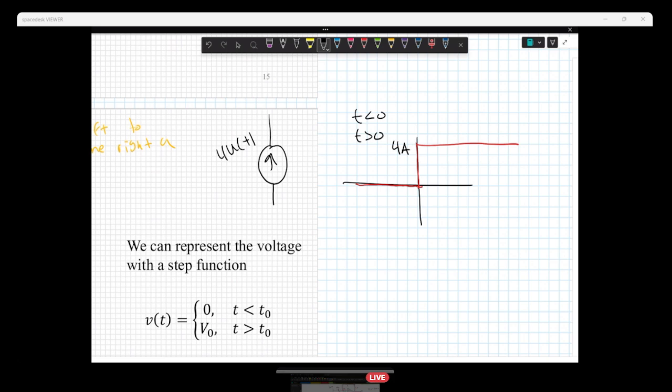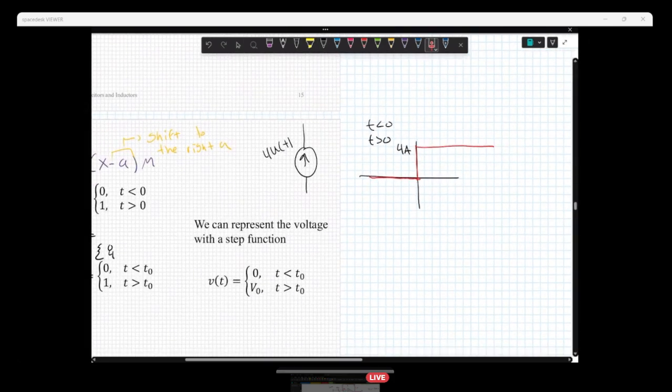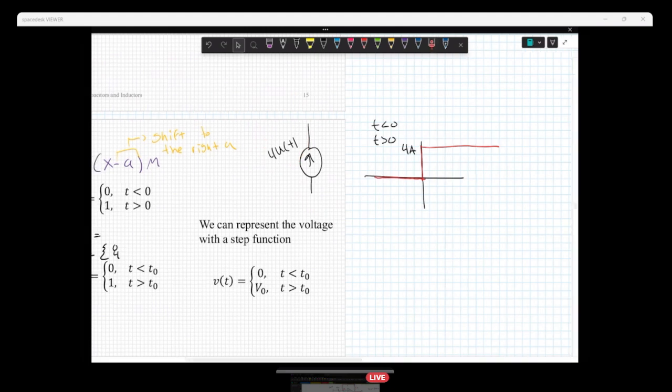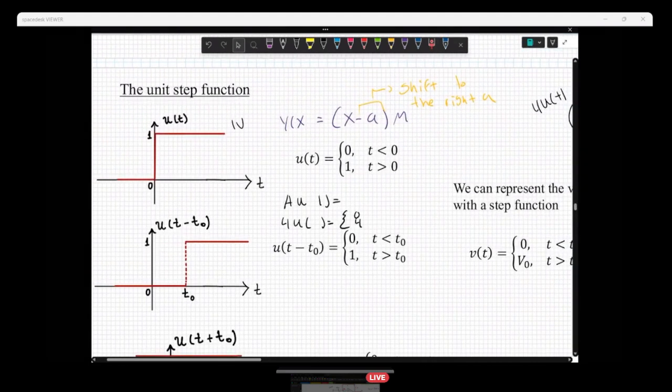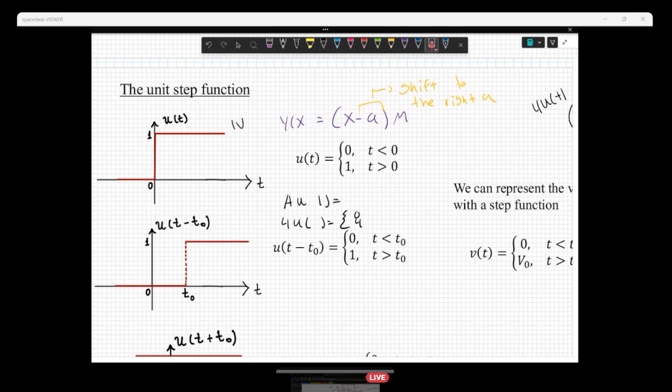Okay, that makes sense. But the thing is, the step function can be changed. It can be altered through graphical identities. For example, here, you see how this is moved by some t0? If I subtract t0 from the switch, it moves the time of it. If I subtract 2 seconds, it's going to move to the right 2 seconds, and it's going to flip at 2 seconds. You know what I mean?